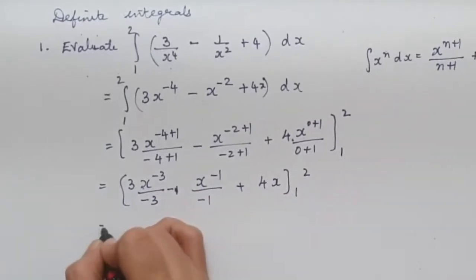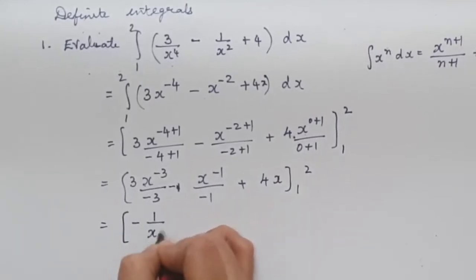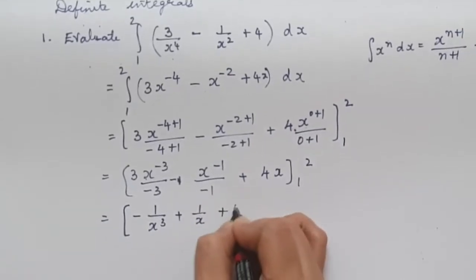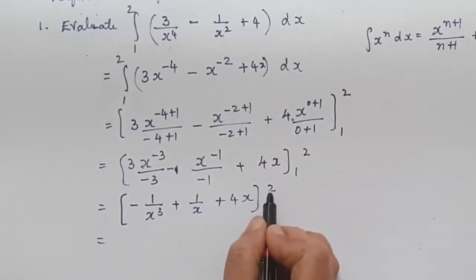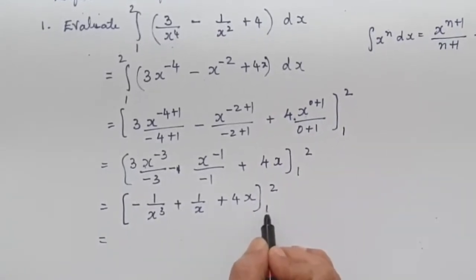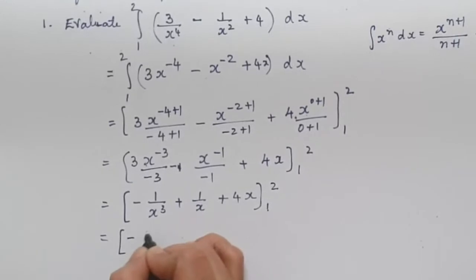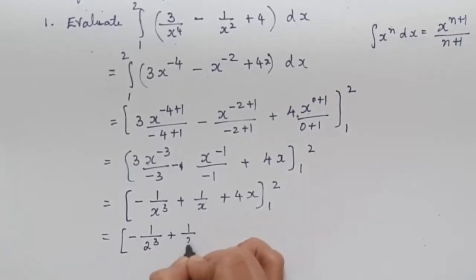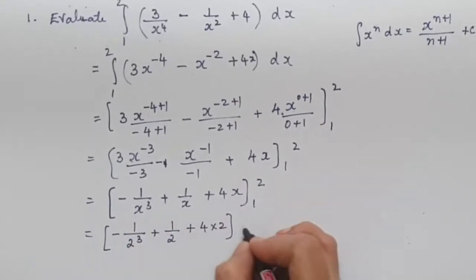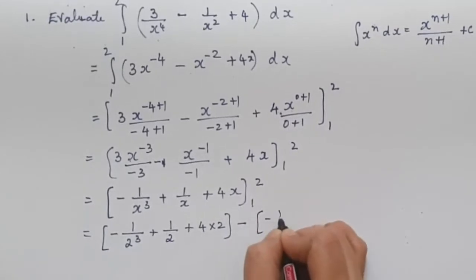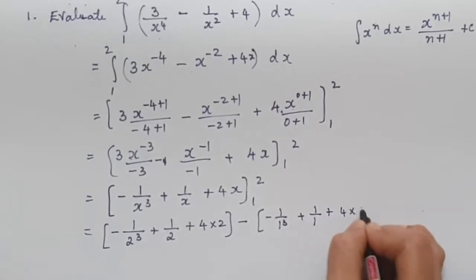So when we simplify this, this 3 and 3 get cancelled. So we get our answer as minus 1 over x cube plus 1 over x plus 4x. Now let us see how to evaluate this. That is, first this 2 is the upper limit and this 1 is the lower limit. We'll substitute the upper limit values minus the lower limit values. So it will be minus 1 over 2 cube plus 1 over 2 plus 4 into 2. So wherever there is an x, I've substituted the upper limit value minus the lower limit value. So minus 1 over 1 cube, this 1, plus 1 over 1 plus 4 into 1.